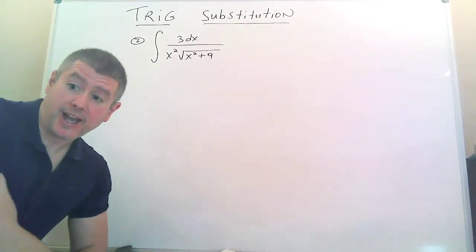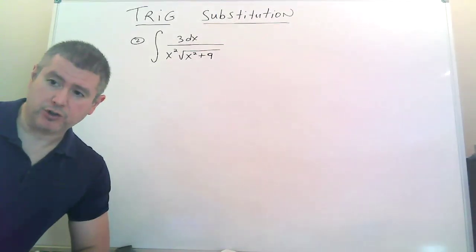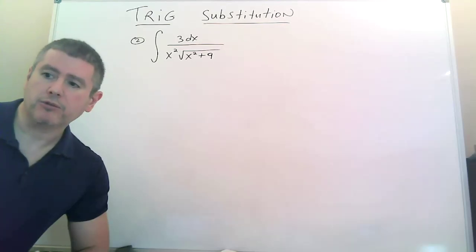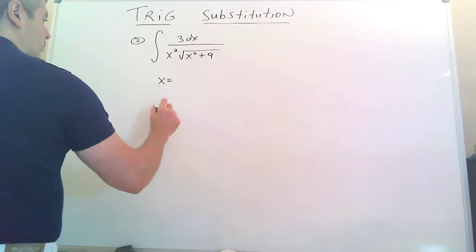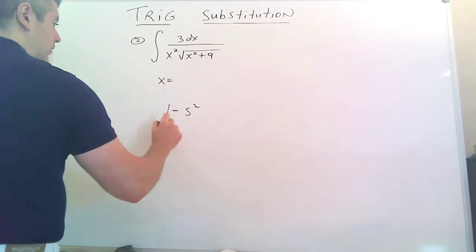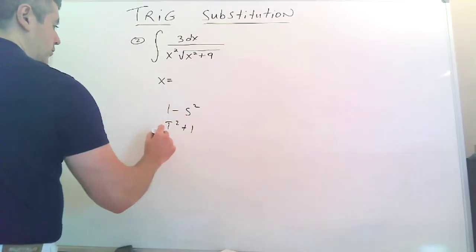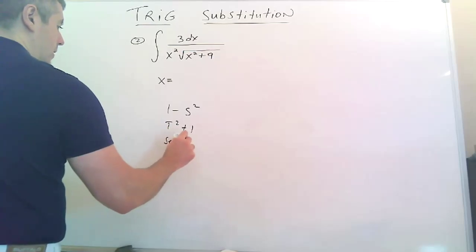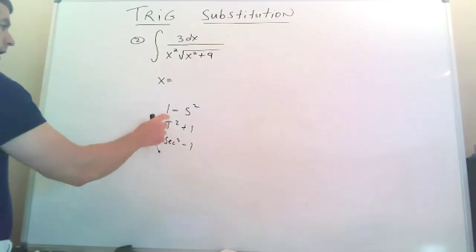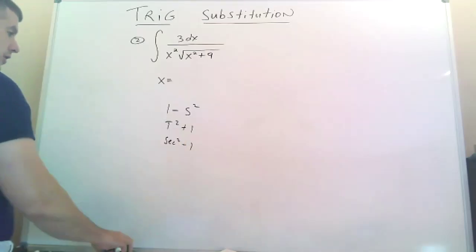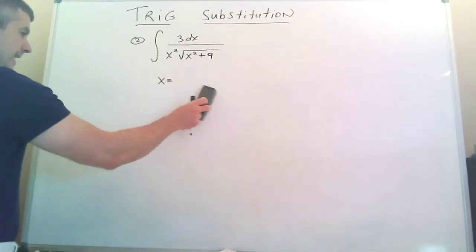Okay, this is going to be the second example with the trig substitution. Again, very complicated problems. So keeping in mind that we have our 1 minus sine squared, tan squared plus 1, and secant squared minus 1, right? Which one does this look like? Well, there's only one of them that has a plus in it. So not that one, not that one.